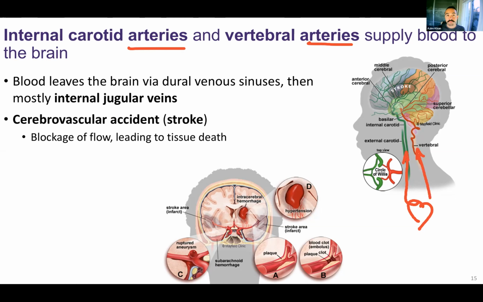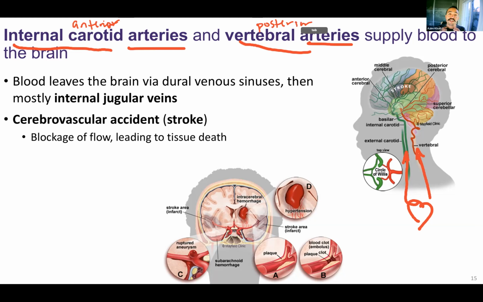The two major groups of arteries are the internal carotid arteries and the vertebral arteries. Internal carotid are on the anterior side. They come through the anterior cervical region. Vertebral, as the name suggests, come by the vertebrae. They're on the posterior side.